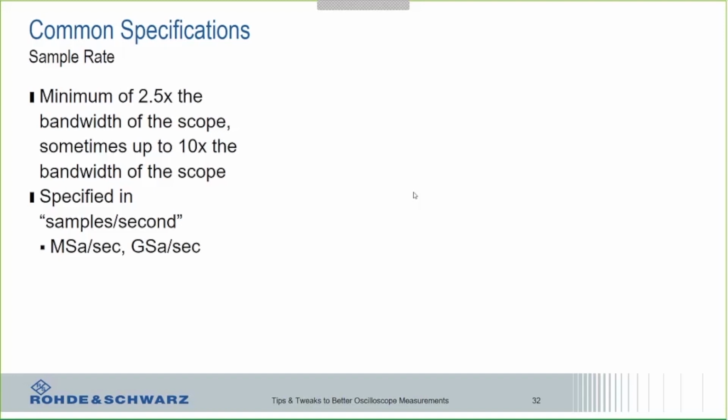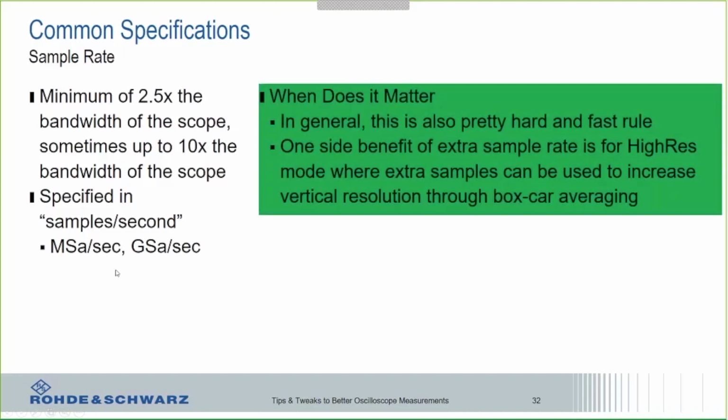And so I wouldn't concern yourself too much with that. Just know that they know how much sample rate they're going to need to make the most accurate measurement for the roll-off of the oscilloscope that they have. Again, this is specified in samples per second. It's typically going to be megasamples or gigasamples per second. When does it matter? In general, it's a pretty hard and fast rule.